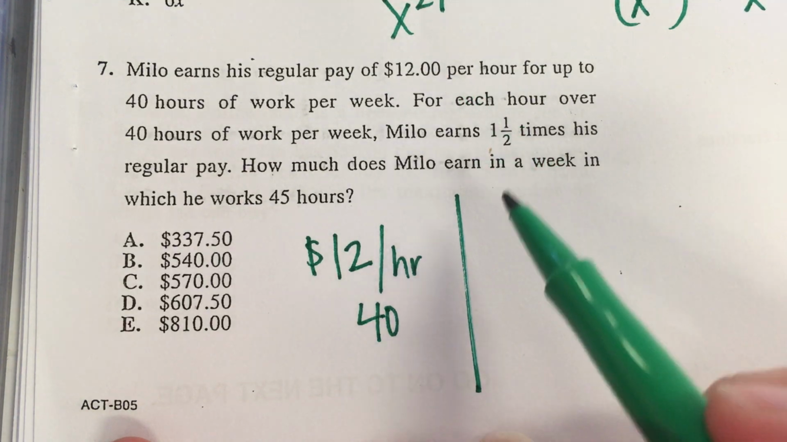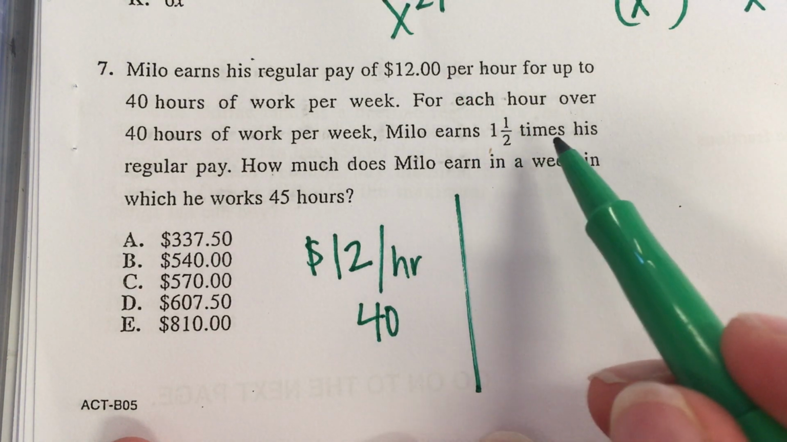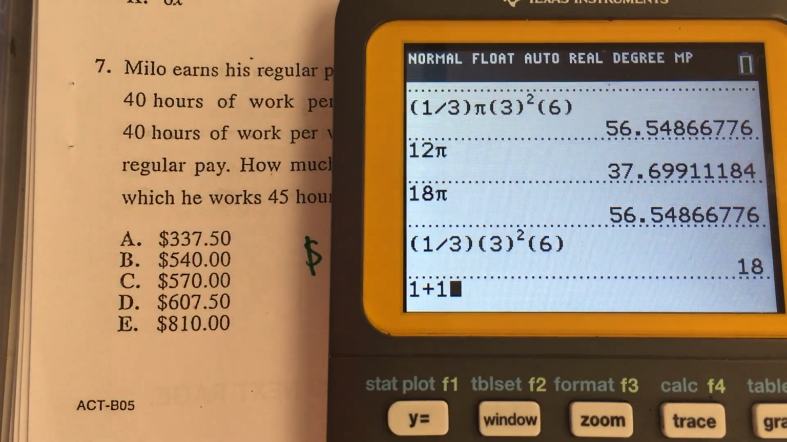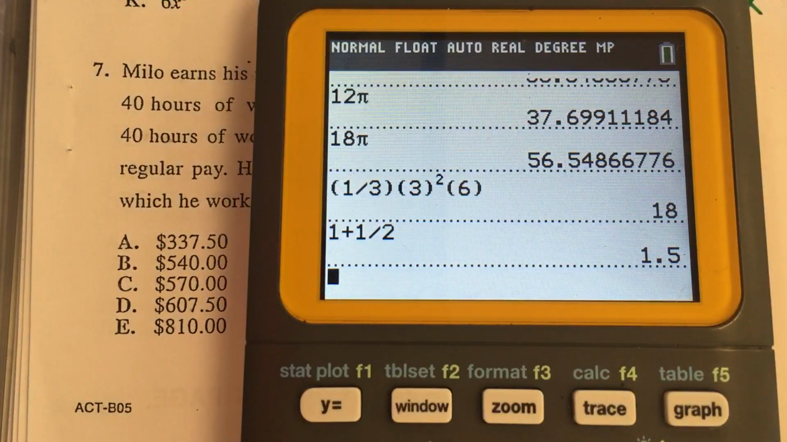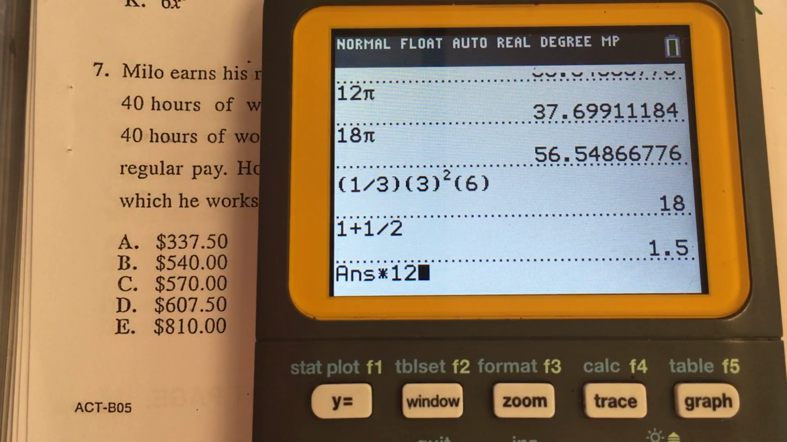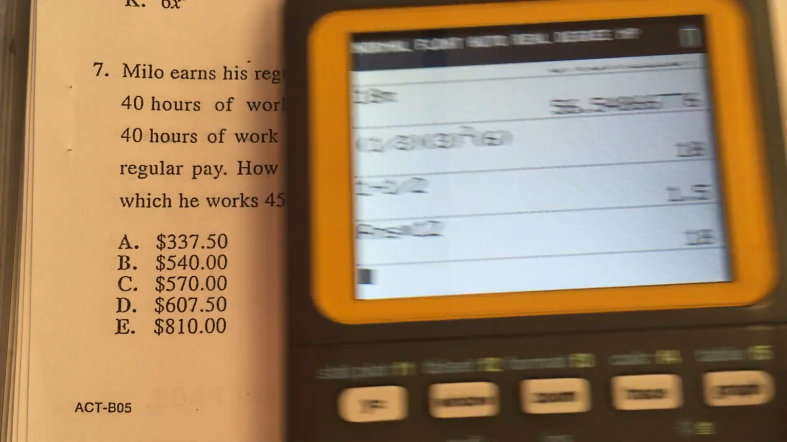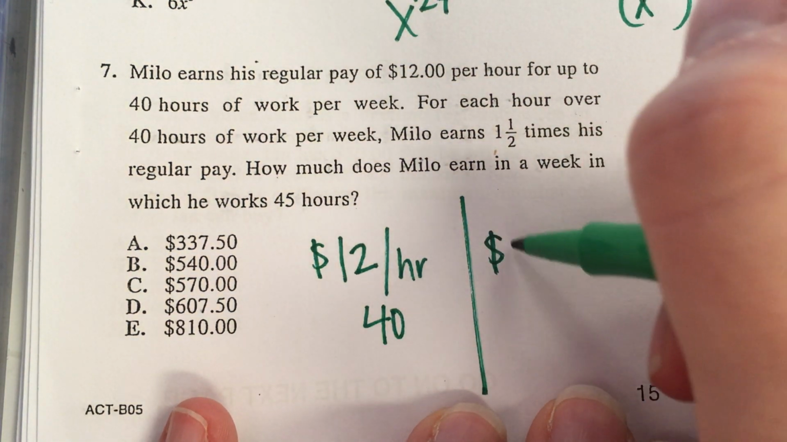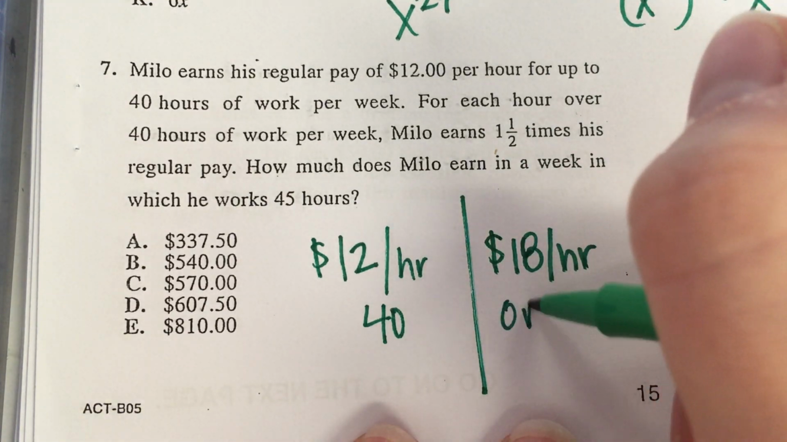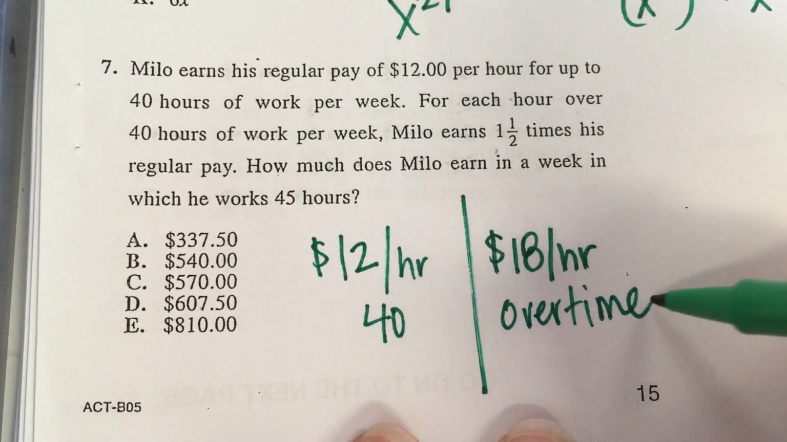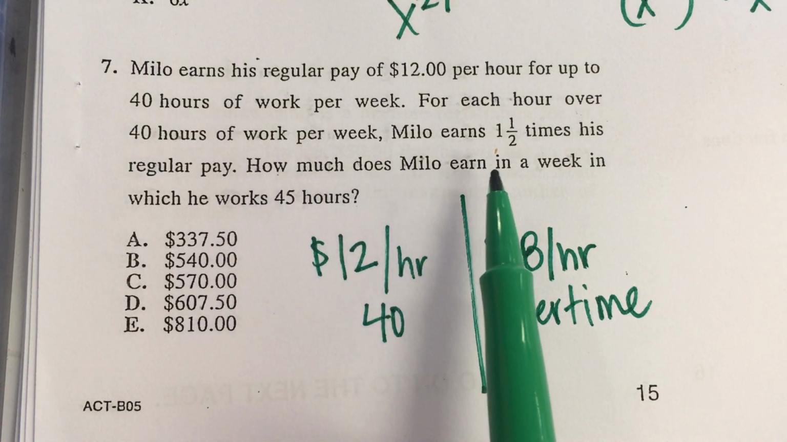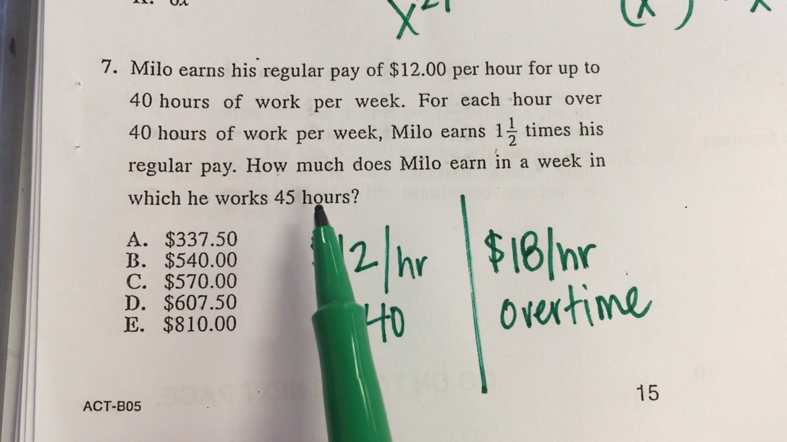So in order to figure out what he makes 1.5 times more, I'm going to use my calculator. So 1 plus 1/2 is 1.5. And then I want to multiply that times the $12 per hour. So he makes $18 per hour on the more than 40 hours. So $18 per hour for overtime. Right? So anything after 40 hours. So how much does Milo earn in a week in which he works 45 hours?